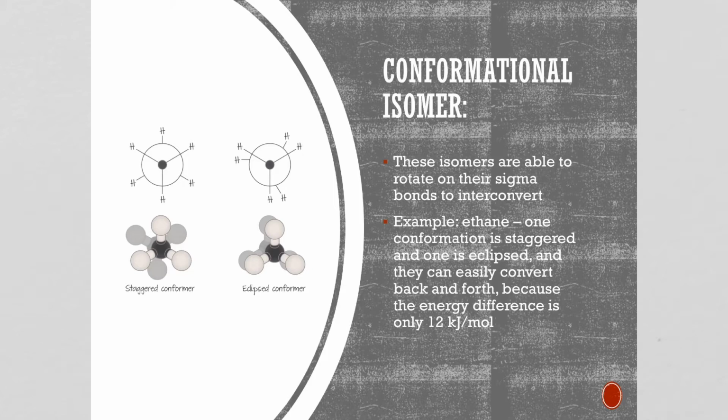So this example is ethane. One of the conformations is staggered, one's eclipsed, and they can easily convert back and forth because you can just spin around that single sigma bond, but also the energy difference is so minimal that it's very easy to alternate back and forth.